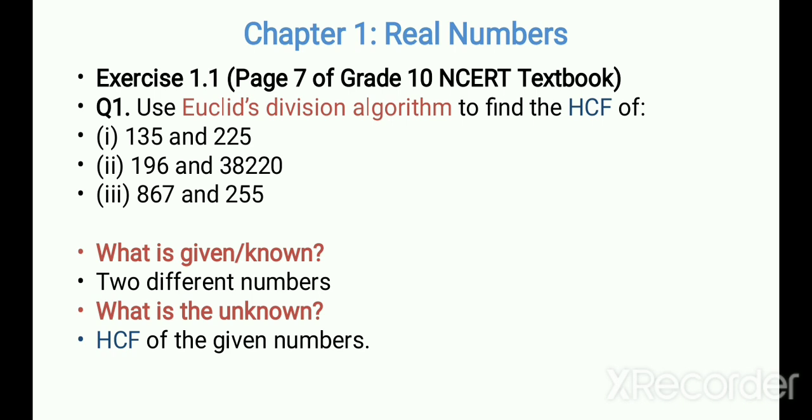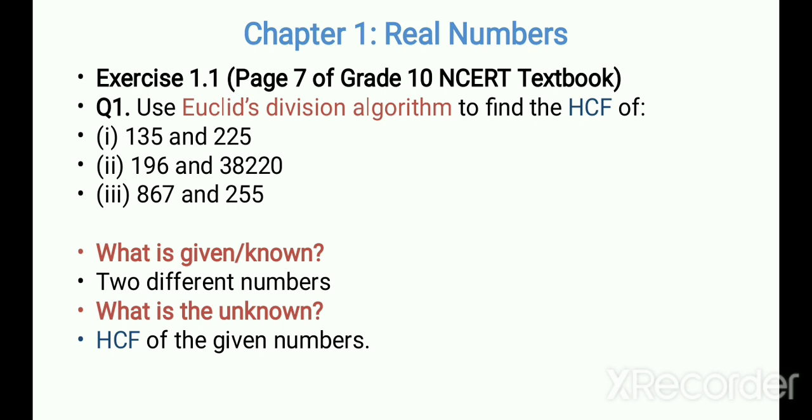This is chapter 1, Real Numbers, exercise 1.1. If you have an NCERT textbook, you will find it on page number 7 or thereabouts. Question 1 is: use Euclid's division algorithm to find the HCF of the given 3 examples. The first one is 135 and 225. The second one is 196 and 38,220. The third one is 867 and 255.